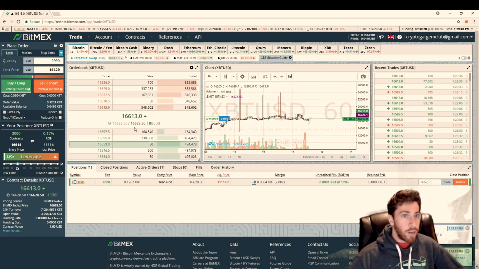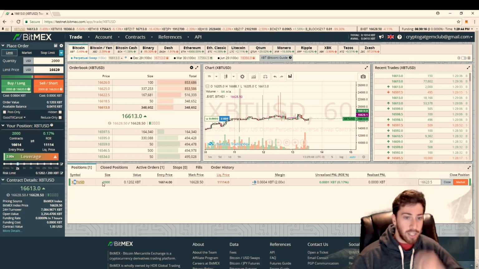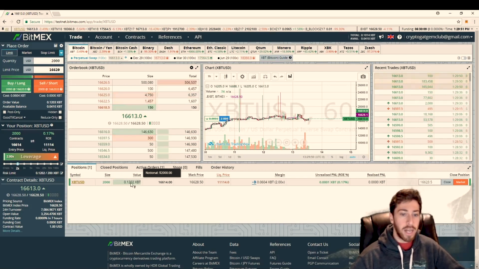We're trading Bitcoin. You can also trade a few other coins, but I would recommend starting with Bitcoin. The size is 2,000. We're trading $2,000 worth, so we have 2,000 contracts. The value of our trade, $2,000, is 0.12 Bitcoin. The entry price, this is where we opened our long. So this is where we started our position.